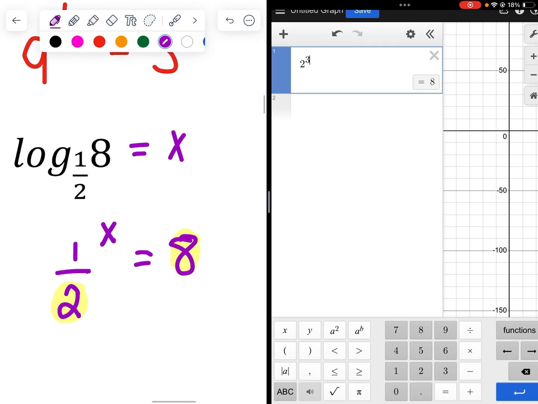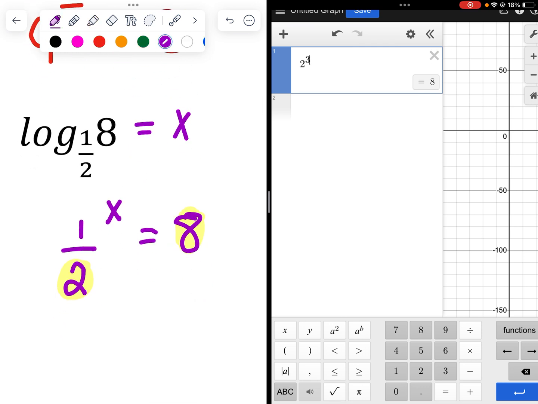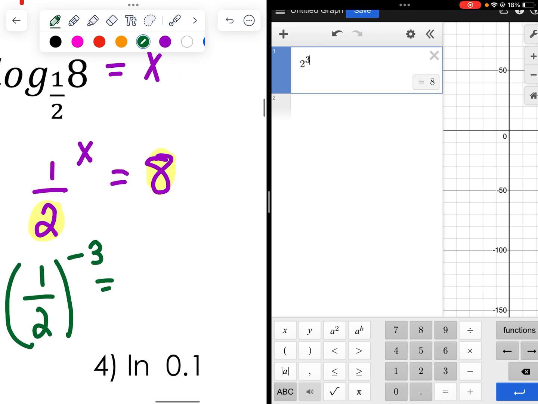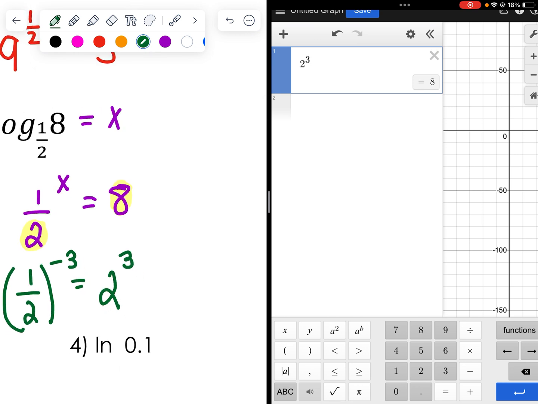So I need this to be 2 to the 3rd. In order to make my fraction flip, I would need a negative exponent. So if this was 1/2 to the negative 3rd, that is the same as 2 to the positive 3rd, because a negative would flip that fraction, right? And so this would equal 8. So the exponent that we need with our 1/2 is negative 3.